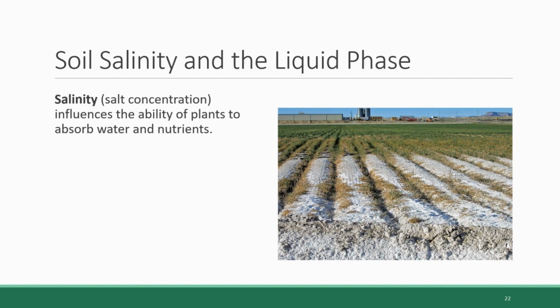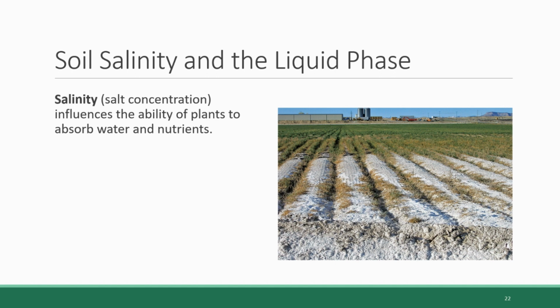And the salt concentration found in a soil has an influence on how well the plants growing in that soil can absorb water and nutrients. In particular, soils that have very high salinity, like the one that you see in this image here, where the salinity is so high that a salt crust has actually developed over the top of the field. These types of soils are characterized by poor nutrient absorption by the plants that live in them.